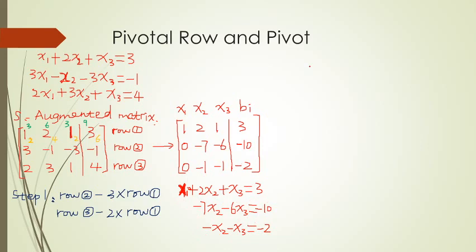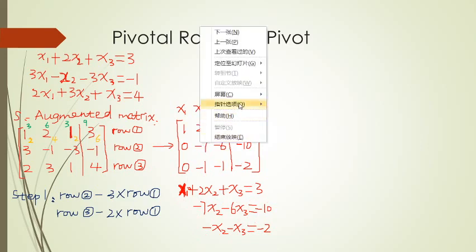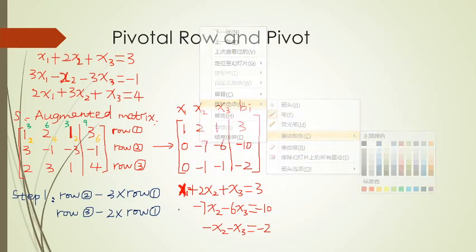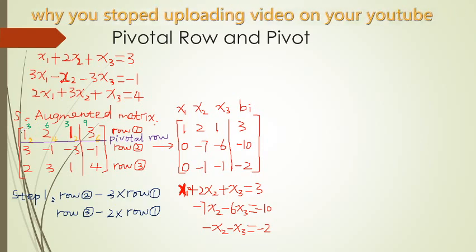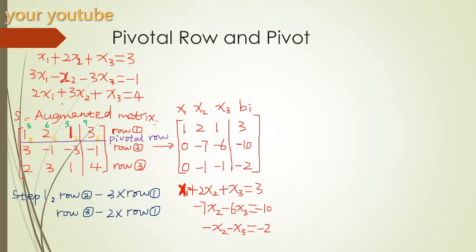And here, we didn't do anything for the first row. It looks like we fix it. So the first row we have a name, it is called the pivotal row. And how did we decide to multiply the first row by the number 3 and by the number 2? Based on this A11, the coefficient for x1 is 1.